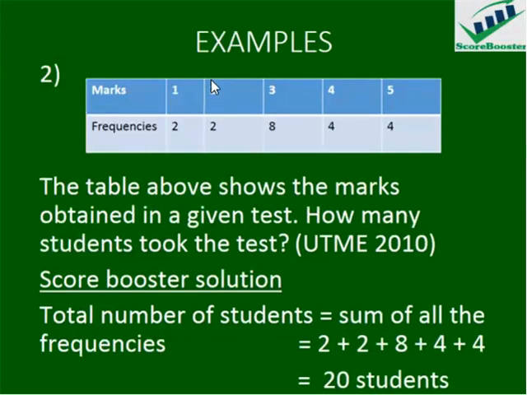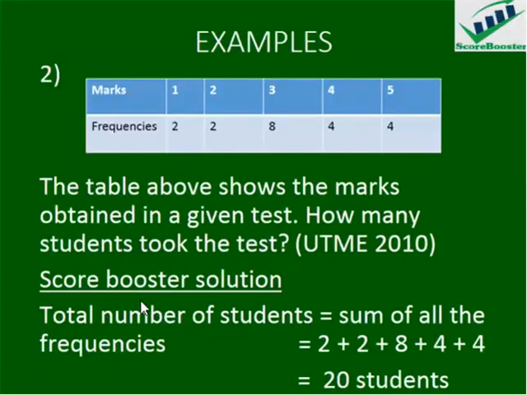2 students also has 2 marks. 8 students has 3 marks. 4 students has 4 marks, and 4 students also has 5 marks. So they said how many students took the test. We can see that 2 students has 1 mark.